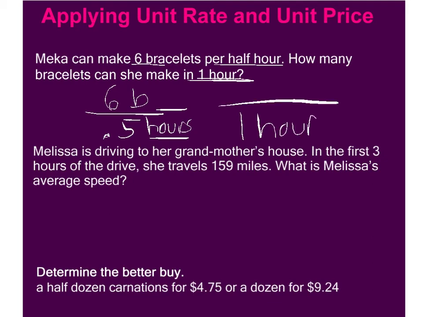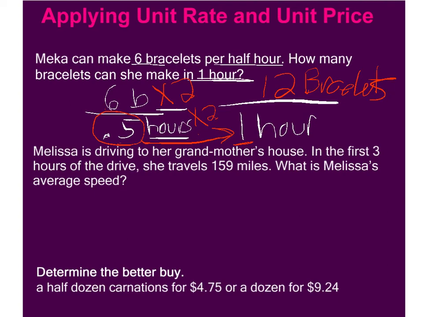Because I wrote hours on the bottom, I am going to write hours on the bottom here and treat this like a fraction. And I'm going to say to myself, what do I multiply to 0.5 to make it 1? And I multiply by 2. 2 times a half, 2 halves, make a whole. Whatever I do on the bottom, I'll do on the top. 2 times 6 is 12. So she could make 12 bracelets. That's my answer, 12 bracelets.